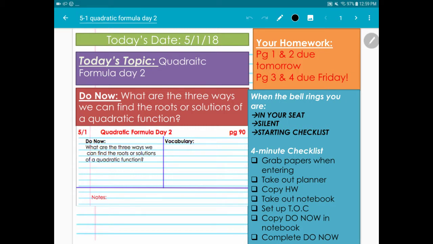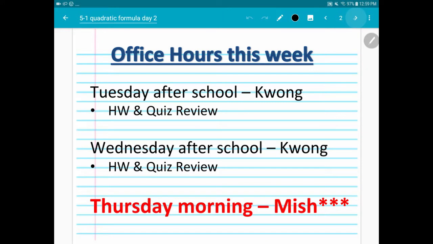So we're practicing the quadratic formula day 2. Remember, your homework is being checked tomorrow and it's due Friday. Ms. Kwong will be here after school today and after school Wednesday. Miss Mish will be here in the morning on Thursday.